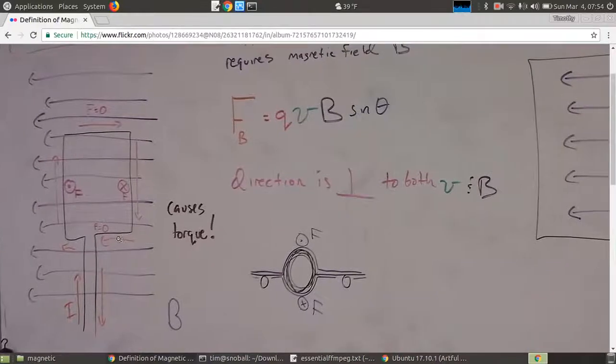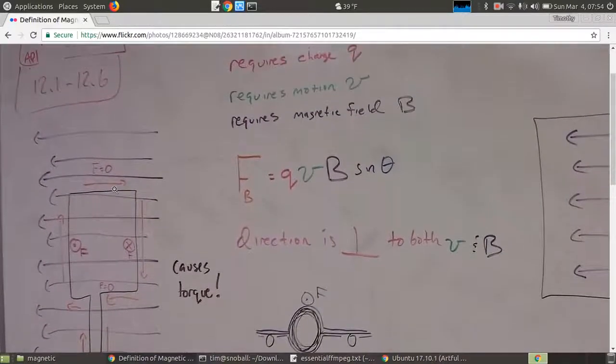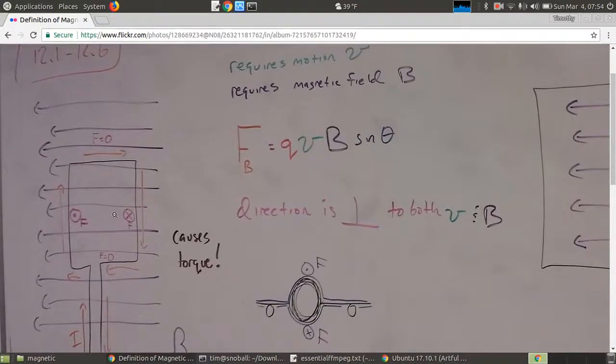On the parts that are in the same dimension as the magnetic field, so here and here, there's no force, so they don't contribute. So that is what makes the thing start to spin.